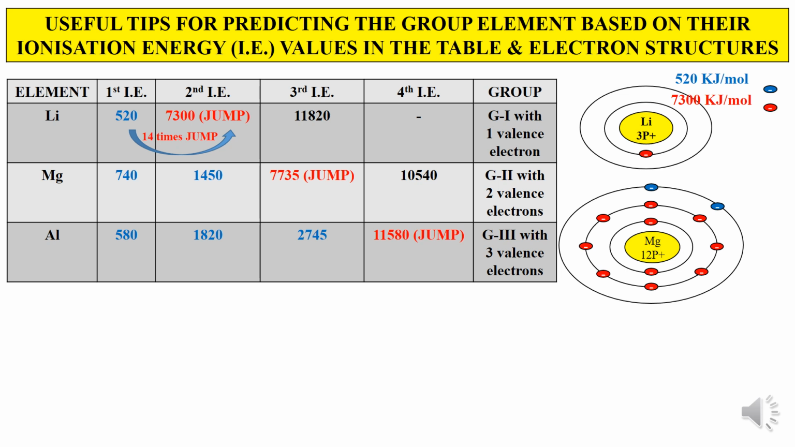Now magnesium undergoes first ionization, losing its first valence electron, and 740 kilojoules per mole of energy is required to remove it. Now when the Mg+ ion undergoes second ionization, the second valence electron is removed or lost, and in the process 1450 kilojoules per mole of energy is used.